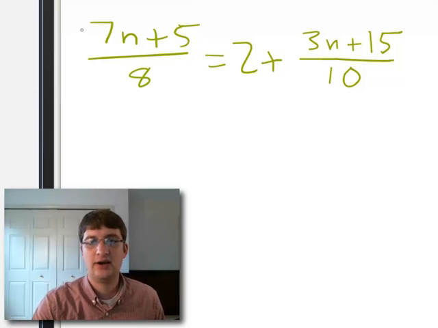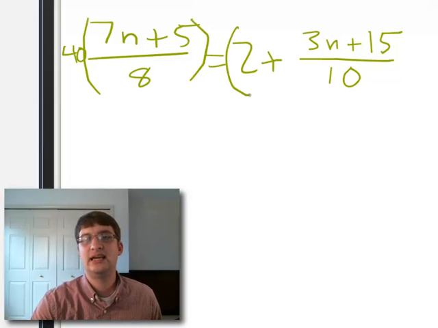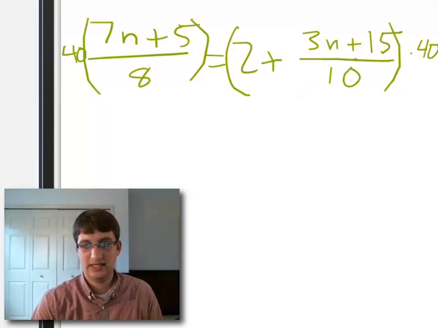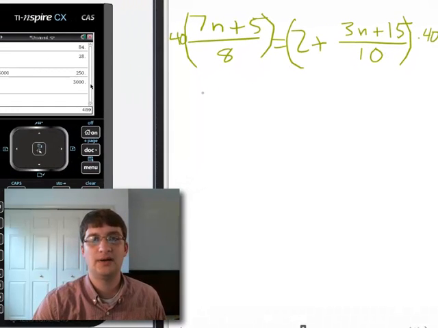So here's how I can show my work. I'm going to take this fraction right here and multiply it by 40, and I'm going to take all of this and multiply it by 40, meaning that every single term within that, the 40 is going to be distributed to, so the 2 will eventually get multiplied by 40 as well.